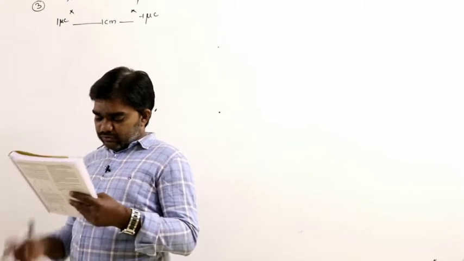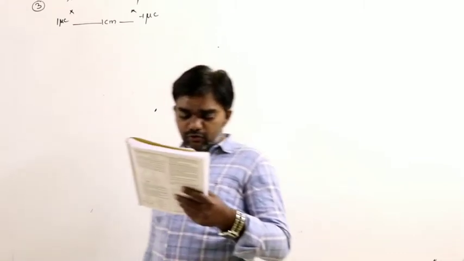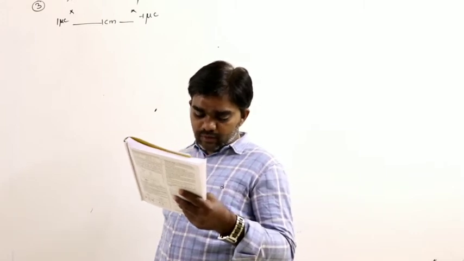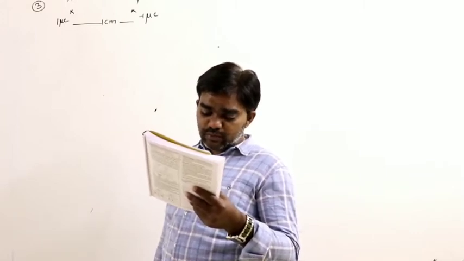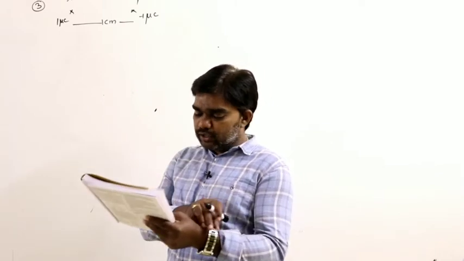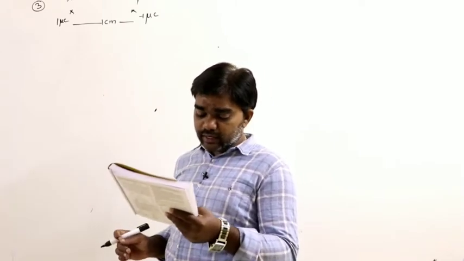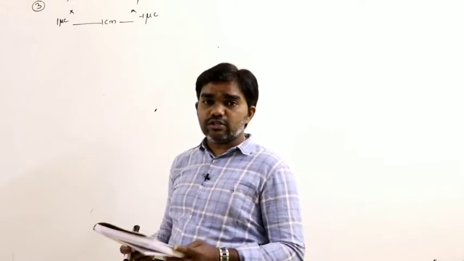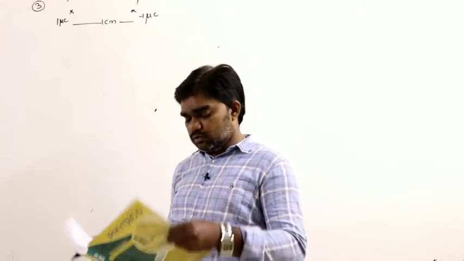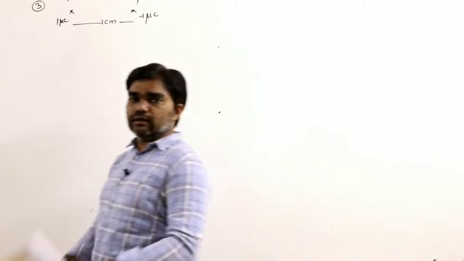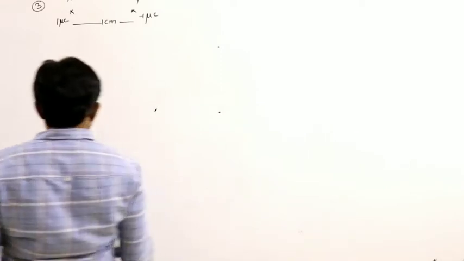A certain number of electrons are removed from X and put onto Y to make the electrostatic force between the two objects an attractive force whose magnitude is 360 newtons. The number of electrons removed is, so we have to calculate the number of electrons removed. How can we calculate this?